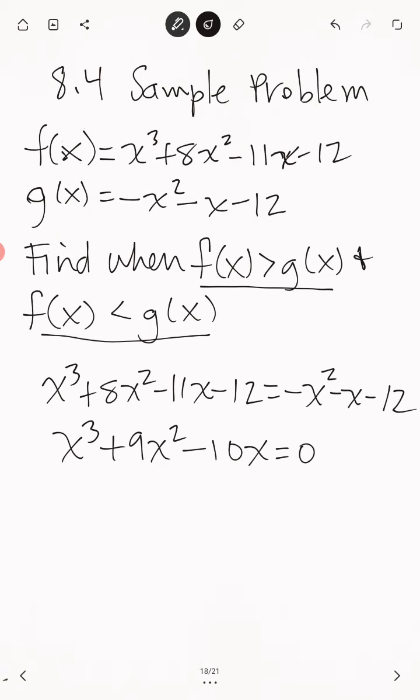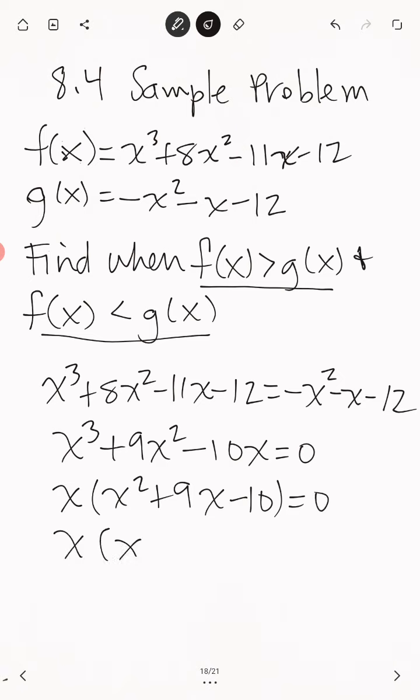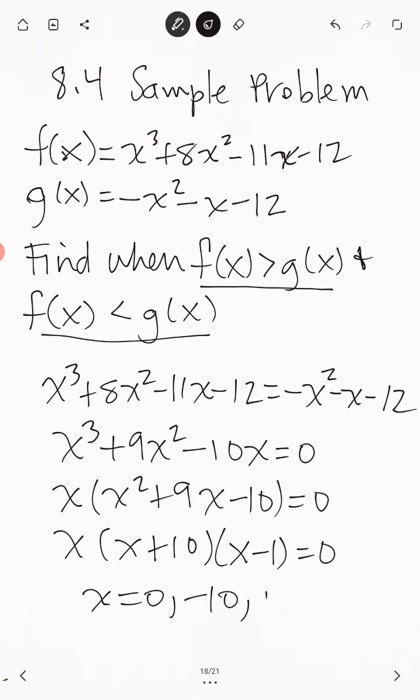And so lucky for us, this is fairly easy to factor because we can first just take out the common factor of x, and then we are left with a quadratic in the brackets, which again, lucky for us, is fairly easy to factor. It comes to x times x plus 10 times x minus 1 equals 0, and then our roots are x equals 0, negative 10, and 1.